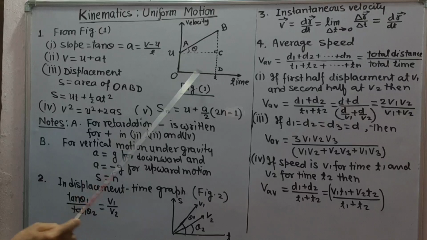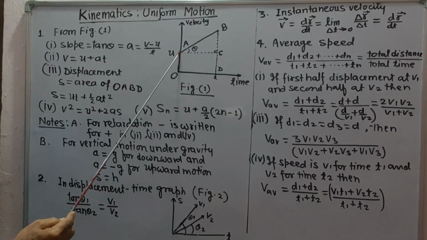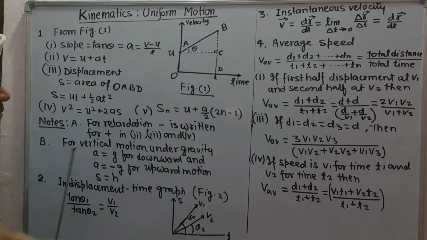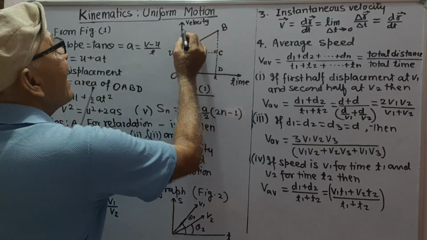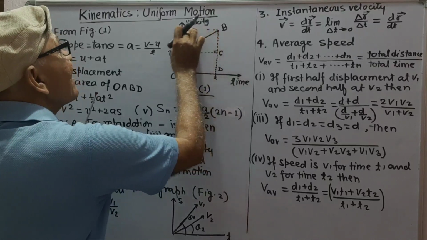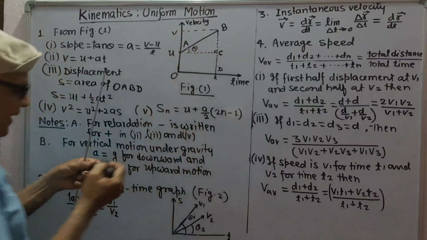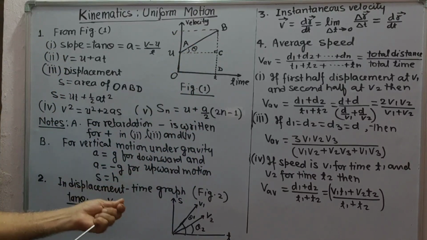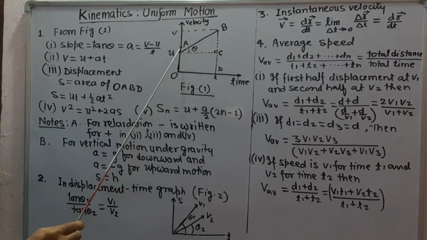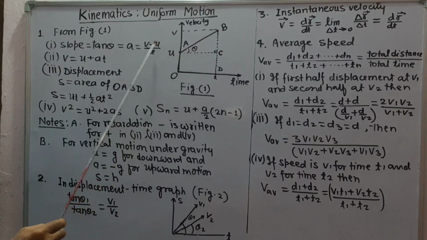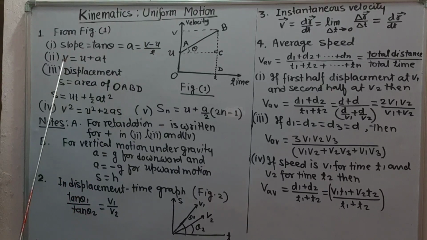This is the velocity time graph. Particle moves with initial velocity u from point A to B, where velocity becomes v. Here the velocity is v. Then the slope of this straight line gives the uniform acceleration a, which is equal to velocity change upon time. From this we get final velocity v is equal to u plus at.